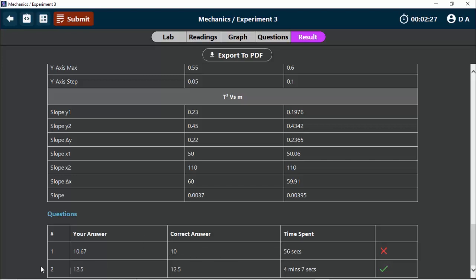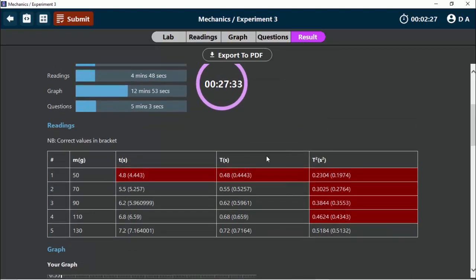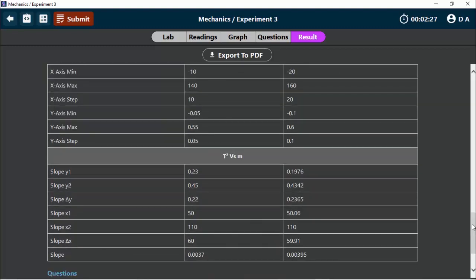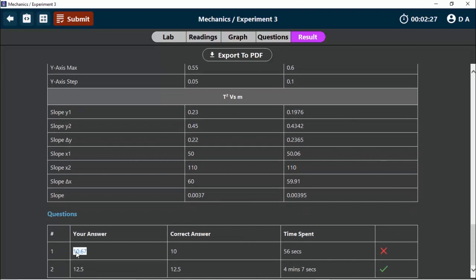And the reason why I got this slightly different result is because my readings here affected it. Once your reading is faulty, it's going to have a ripple effect on your slope. So ensure that your reading is very good so that it doesn't affect your slope. Okay, so the one I got correctly is because that's the actual answer, 12.5.